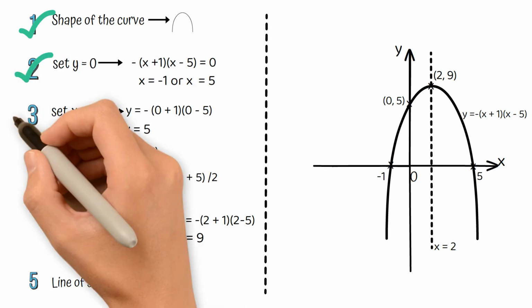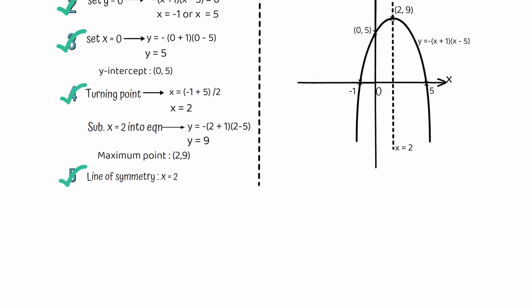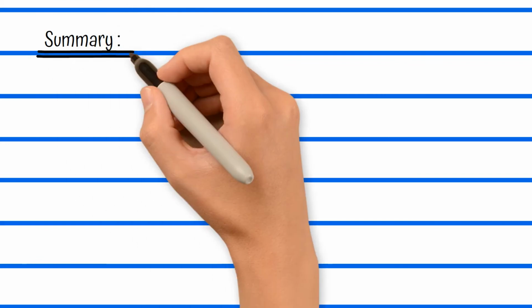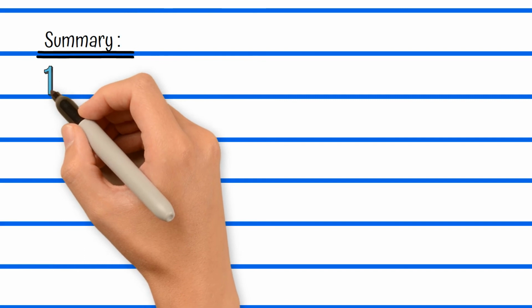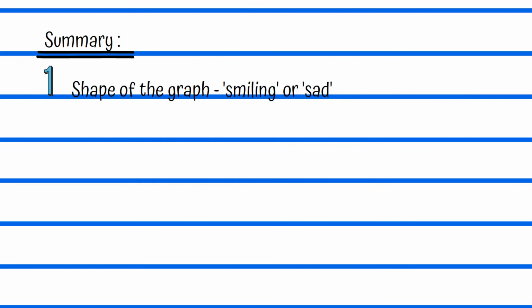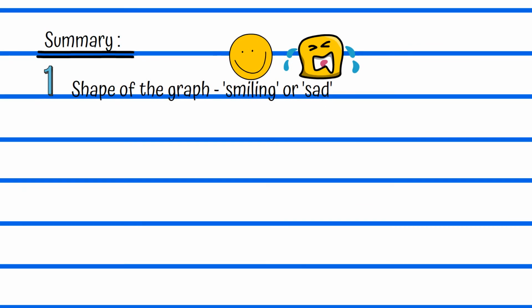Whenever you sketch a quadratic parabola, ensure these 5 steps. Let's summarize all the steps again. Step 1. Determine the shape of the graph. Is it smiling or sad? Or is it opening upwards or downwards?